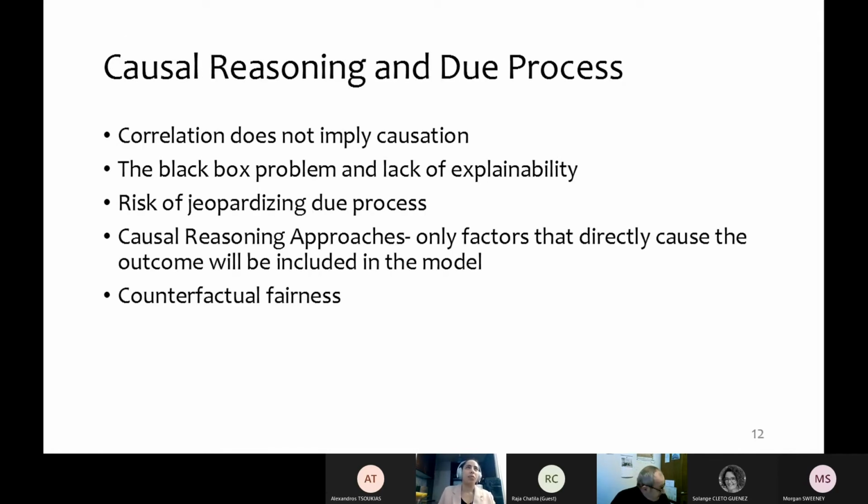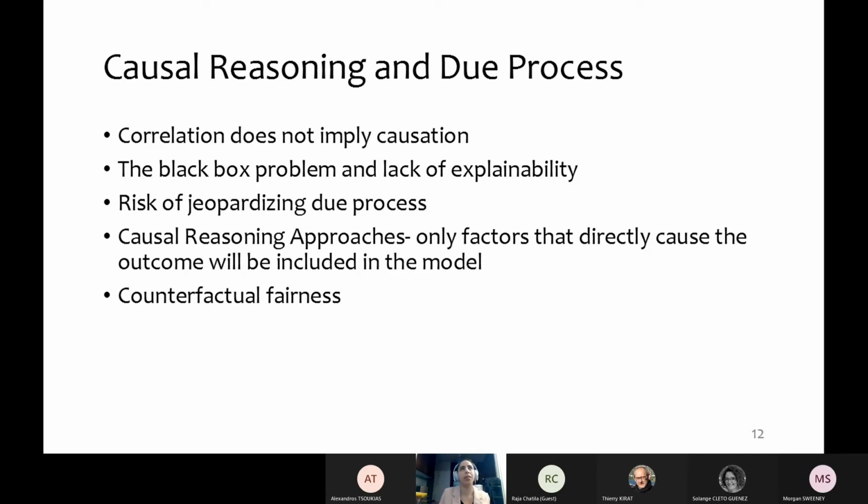The last category of notions of fairness is notions based on causal reasoning. Those notions developed because of two unique characteristics of machine learning. The first is the fact that correlation does not imply causation, so the variables that are taken into account do not necessarily cause the outcome. And because of that, we have less explainability. And those two characteristics lead to the fact that we are harming due process.